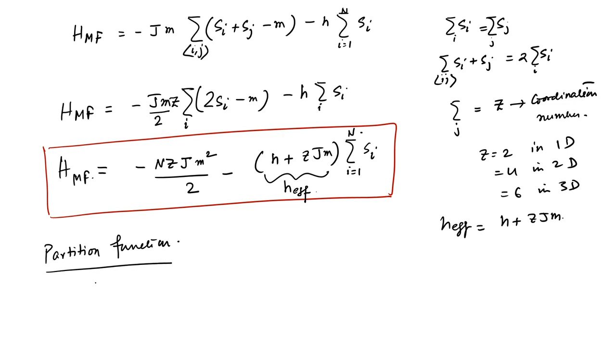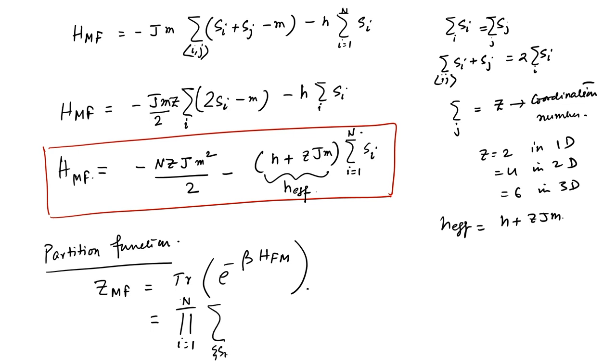All right, so we can solve this Hamiltonian, and we can calculate the partition function now. The partition function Z_MF is nothing but a trace of exponential minus beta H_MF. This is not difficult to calculate, because this is really like a product over i, over all the sites or all the spins that are there, and then we have this S_i, which takes values plus and minus 1, and then exponential minus beta H_MF. This is what we have to calculate, and fortunately there is a closed form for this. It is really easy to do.